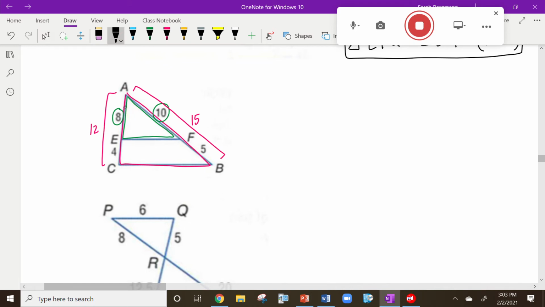So I'm guessing that AE probably corresponds to AC. So let's check this out. 8 over 12, what ratio is that? We can reduce it. They're both divisible by 4. That reduces to 2/3. Now I'm also going to guess that AF is corresponding to AB. So let's check that ratio. We have 10 over 15. They're both divisible by 5. That gives me 2/3 again.